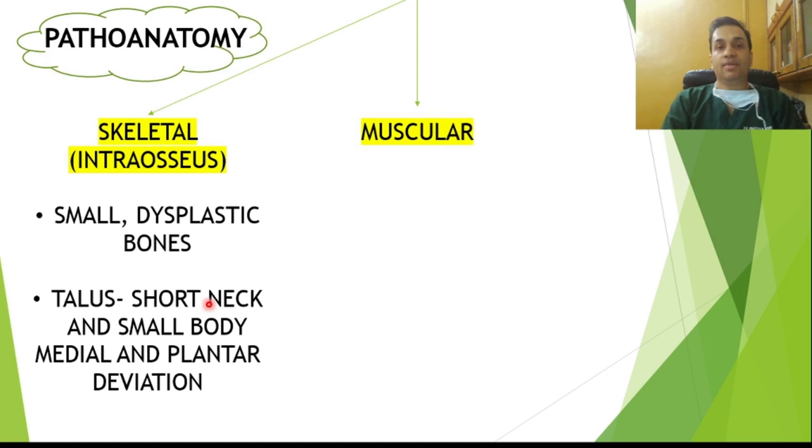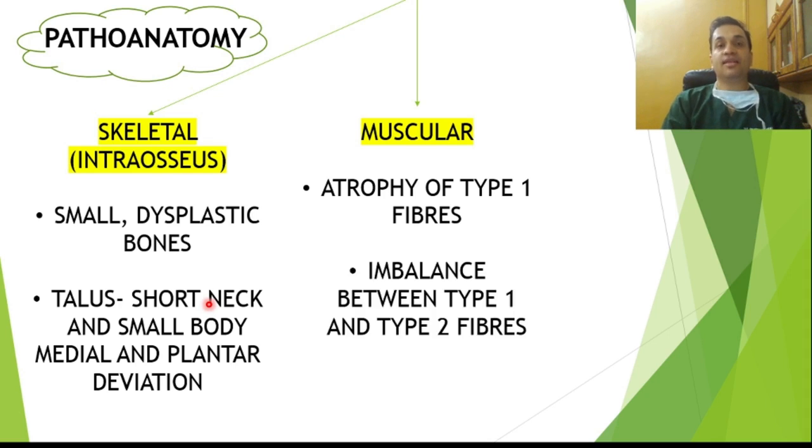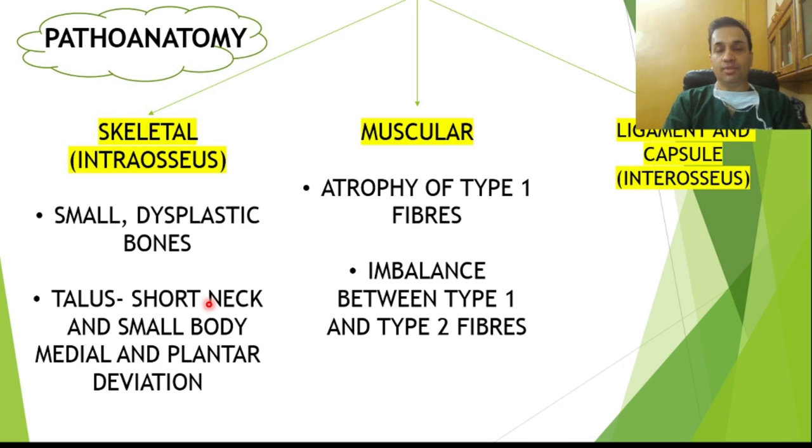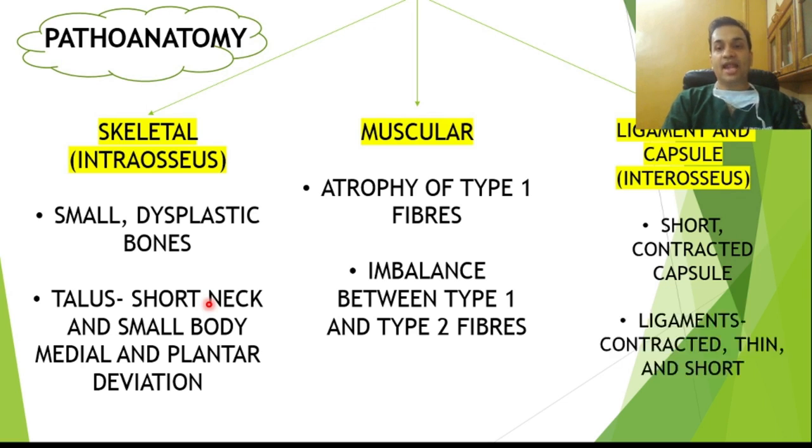Now, the second is the muscular deformities, where microscopically you will find an atrophy of type 1 muscle fibers. Therefore, since there is an atrophy and a less number of type 1 muscle fibers, there is an imbalance between the type 1 and the type 2 fibers. Moving on to ligament and capsule, that is interosseous anatomy. Different from intraosseous, the interosseous anatomy is also distorted in terms of a short and contracted articular capsule, and the ligaments around the ankle are also contracted, thin and short.